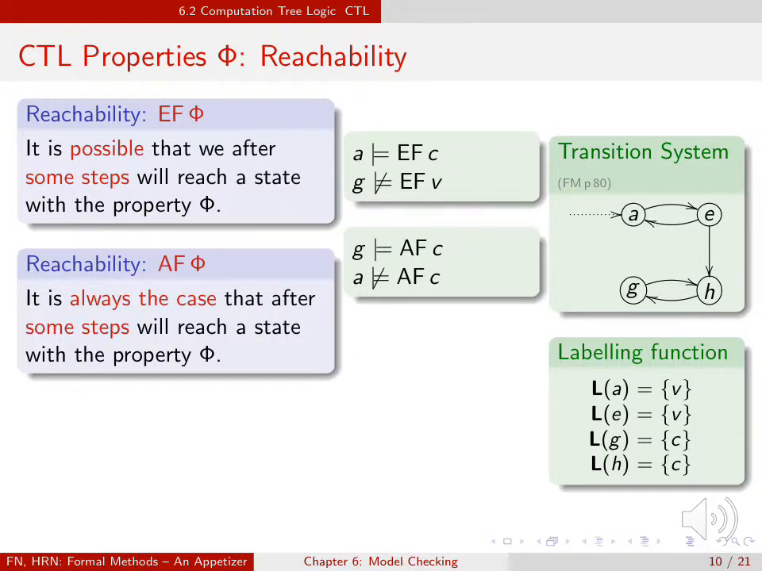Another formula is AF of phi, talking about whether for all paths leaving the current state there is a state on that path that satisfies the property phi. In the example on the right, in the state G, we have the property AF of C because the state G is in fact on every path leaving G, and the state G satisfies the property C of being a consonant. On the other hand, from the state A, the property AF of C does not hold because there is a path going AE, AE, AE, and so on, where none of the states on this path satisfy the property C of being a consonant.